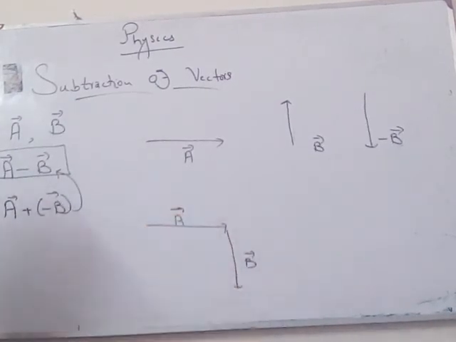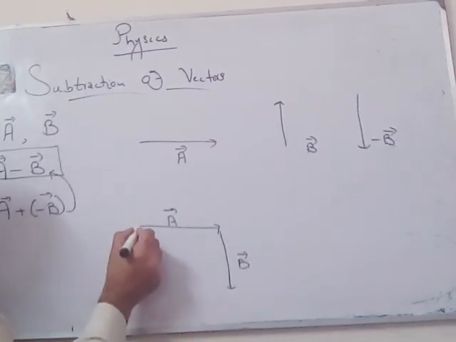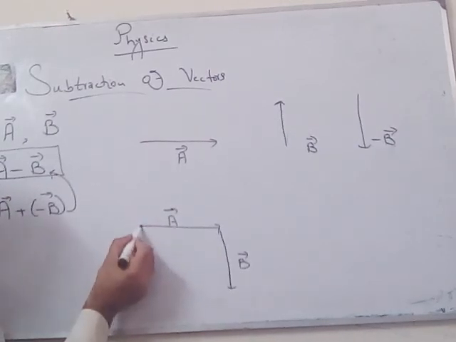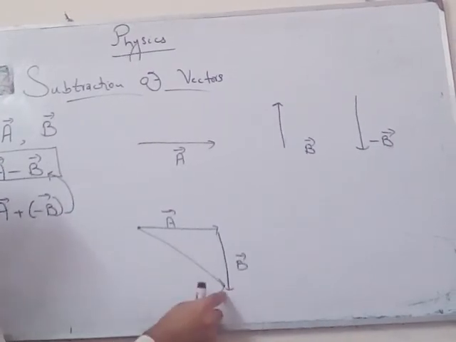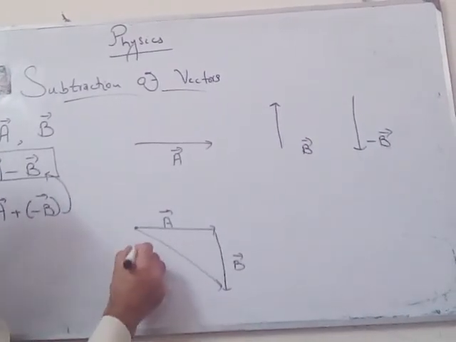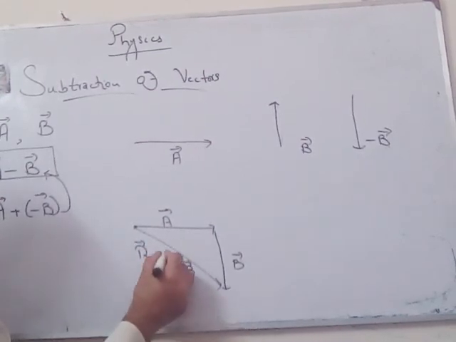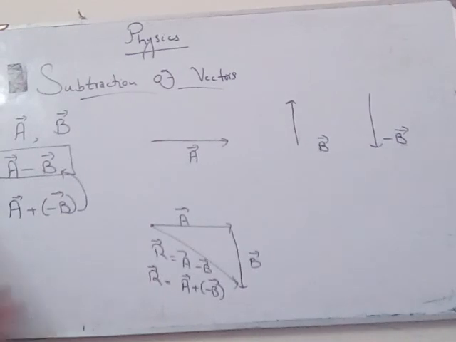And the resultant, again we will draw like the tail of the resultant will be connected with the tail of the first vector, and the head of the resultant we will connect with the head of the last vector. So here the resultant is equal to A minus B, which we can write as A plus minus B. So this is the subtraction of two vectors.